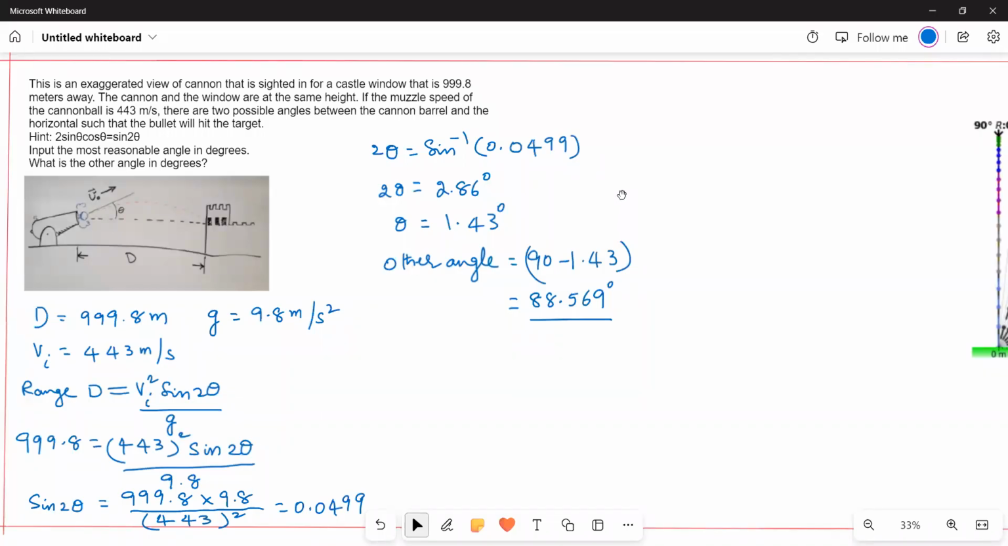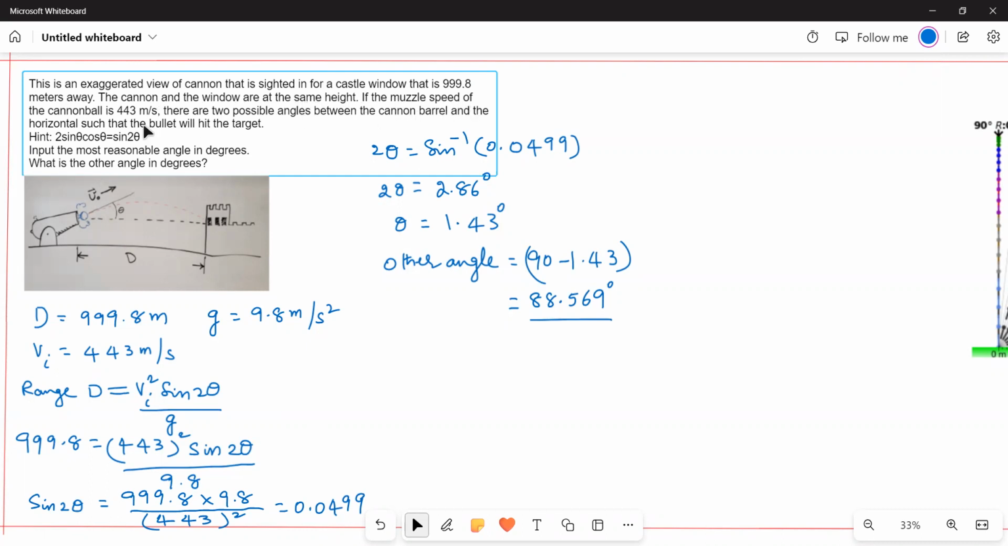Okay, this problem is based on the range of a projectile. Here the question is that this is an exaggerated view of a cannon that is sighted in for a castle window that is 999.8 meters away. The cannon and the window are at the same height.